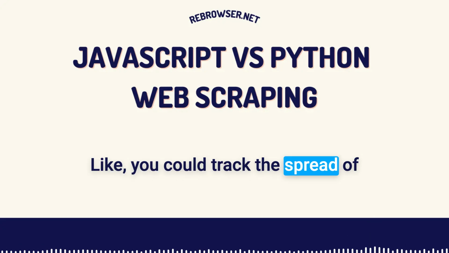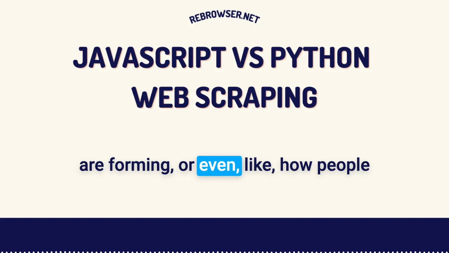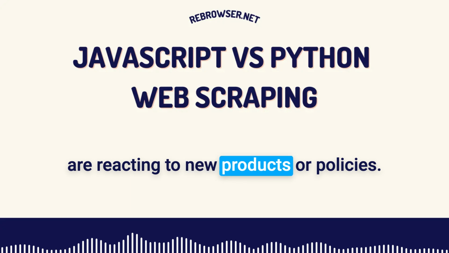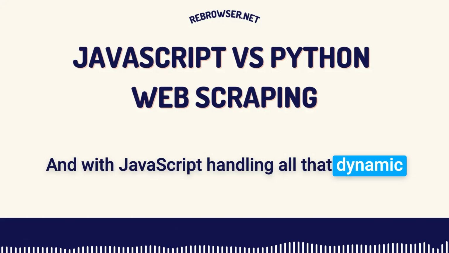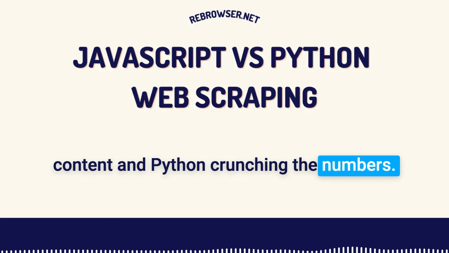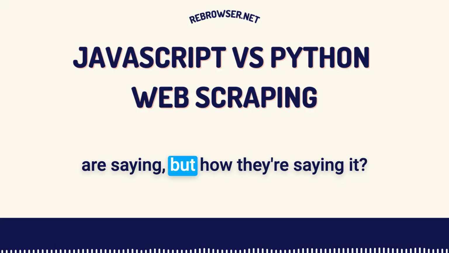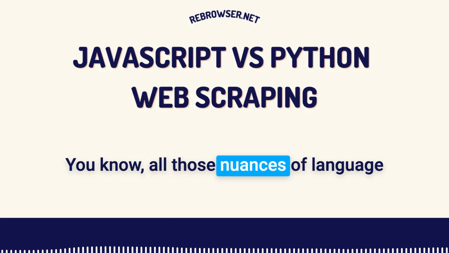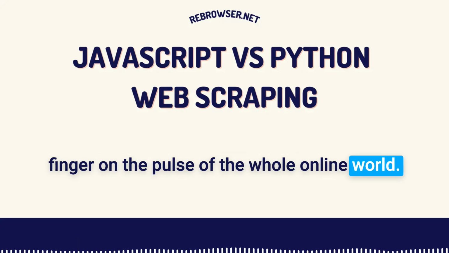Like you could track the spread of misinformation, see how social movements are forming, or even how people are reacting to new products or policies. So many possibilities. Exactly. And with JavaScript handling all that dynamic content and Python crunching the numbers, you can get really specific with the analysis. It wouldn't just be about what people are saying, but how they're saying it. All those nuances of language and sentiment. It'd be like having your finger on the pulse of the whole online world. I love that idea.